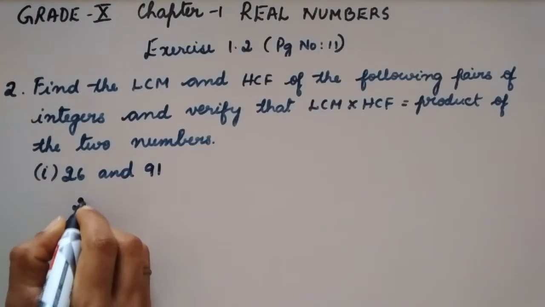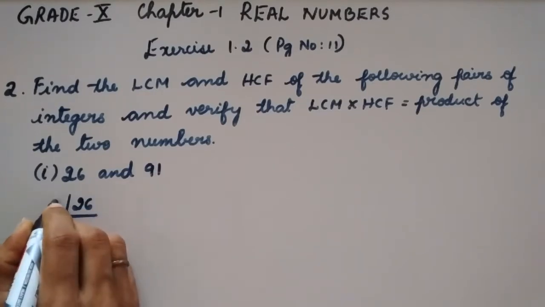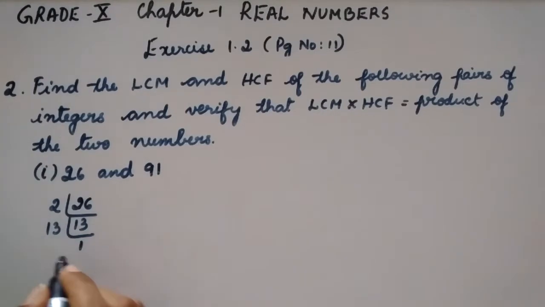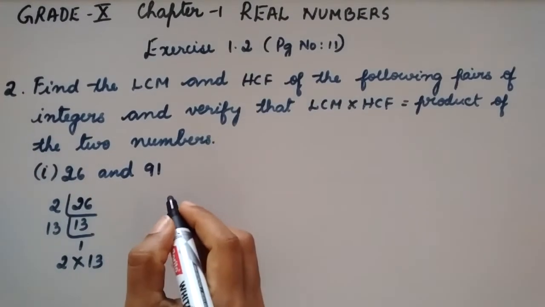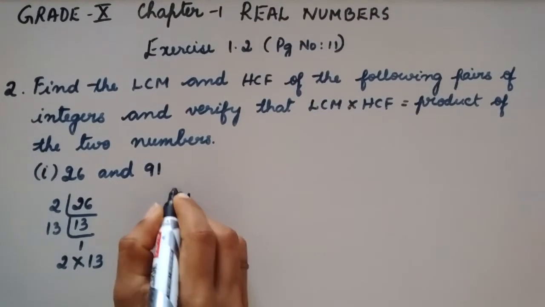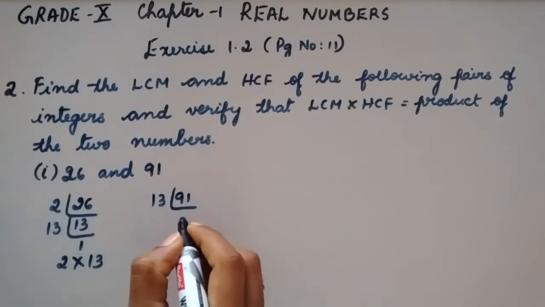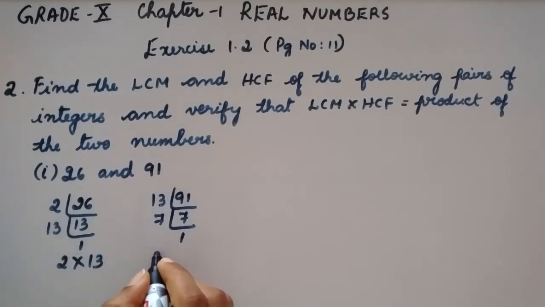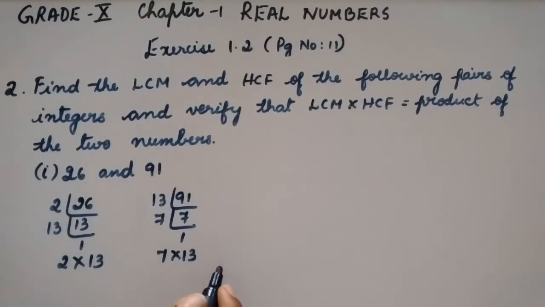First let us factorize 26. 2 13s are 26, 13 1s are 13. So the prime factors of 26 are 2 and 13. Next, let us factorize 91. So here we get 13 7s are 91, 7 1s are 7. So the prime factors of 91 are 7 into 13.